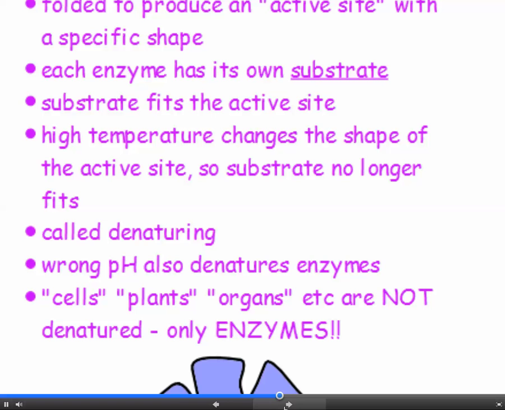Now, if an enzyme is exposed to a high temperature, this can change the shape of the active site, meaning that the substrate no longer fits and the enzyme no longer works. This is called denaturing. The wrong pH will also denature enzymes. They each have their own optimum pH. Now, just be careful here. A quick word about language. It's enzymes that are denatured, not cells or plants or organs or tissues.